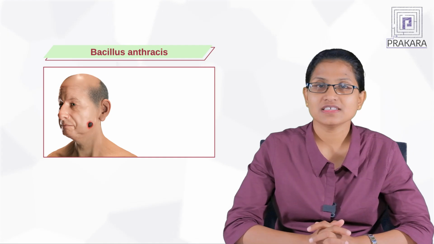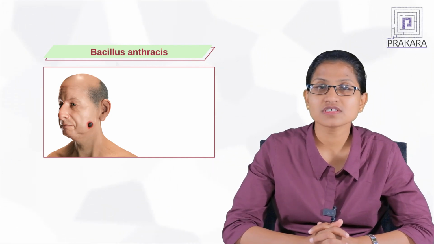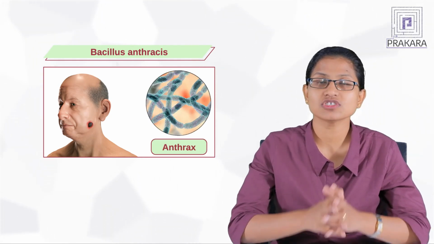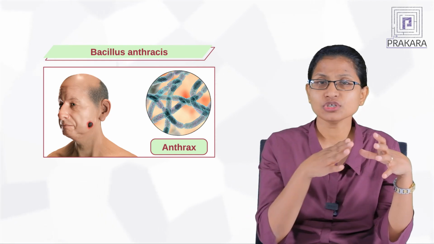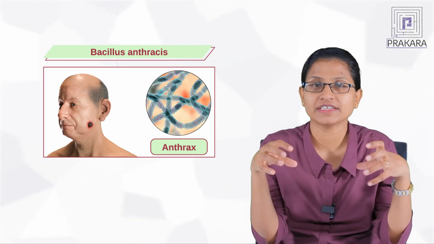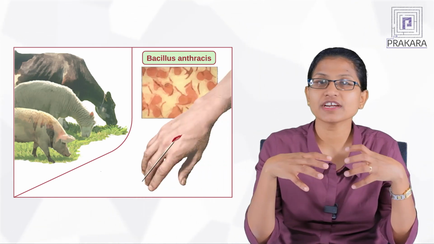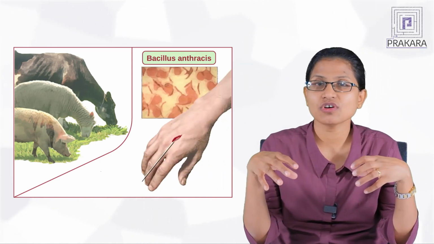The next bacteria is Bacillus anthracis. Bacillus anthracis causes an infection called anthrax, which is transmitted through the spores of this particular bacterium. This bacteria is found in the soil and also in association with a few animals like sheep or other cattle. So, it is transmitted by direct contact with the spores of this bacteria, and also when a person comes in direct contact with these animals, this infection is caused.